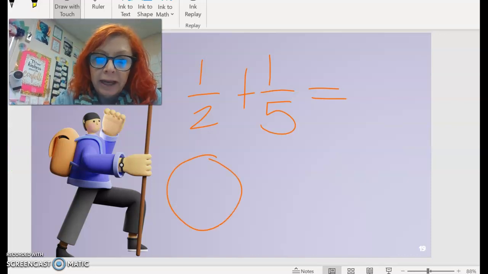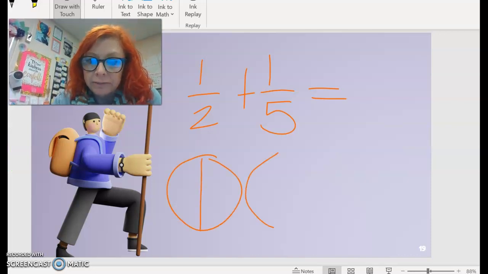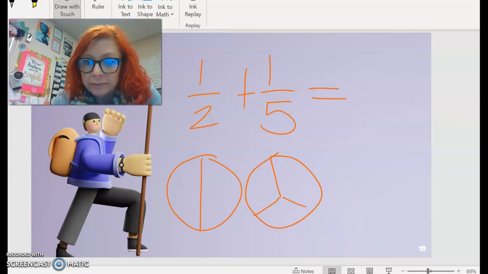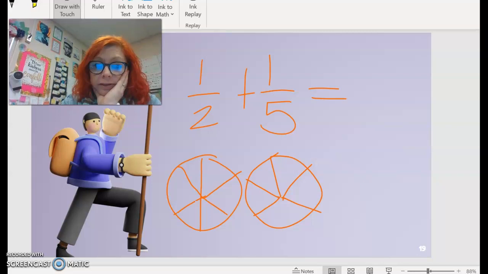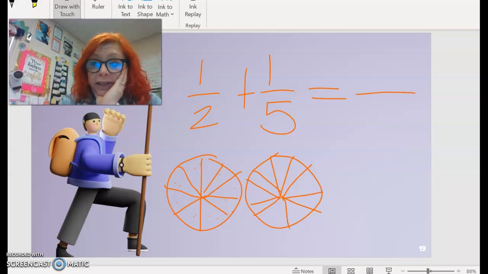Well, because what's really happening is I have this fraction and I have this fraction. And I need to make these two fractions have the same number of pieces. So if I go like this, 1, 2, 3, 4, 5, 6, 7, 8, 9, 10, right? And then I do the same thing here. I cut all of these in half. Now I have two that both have 10 pieces.